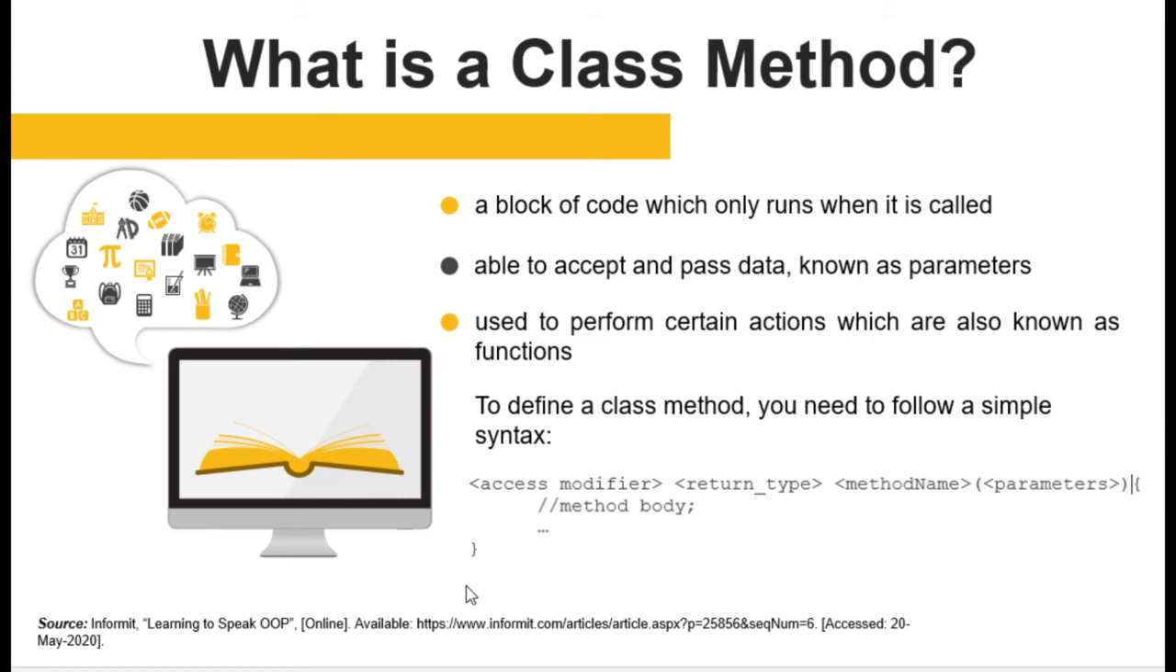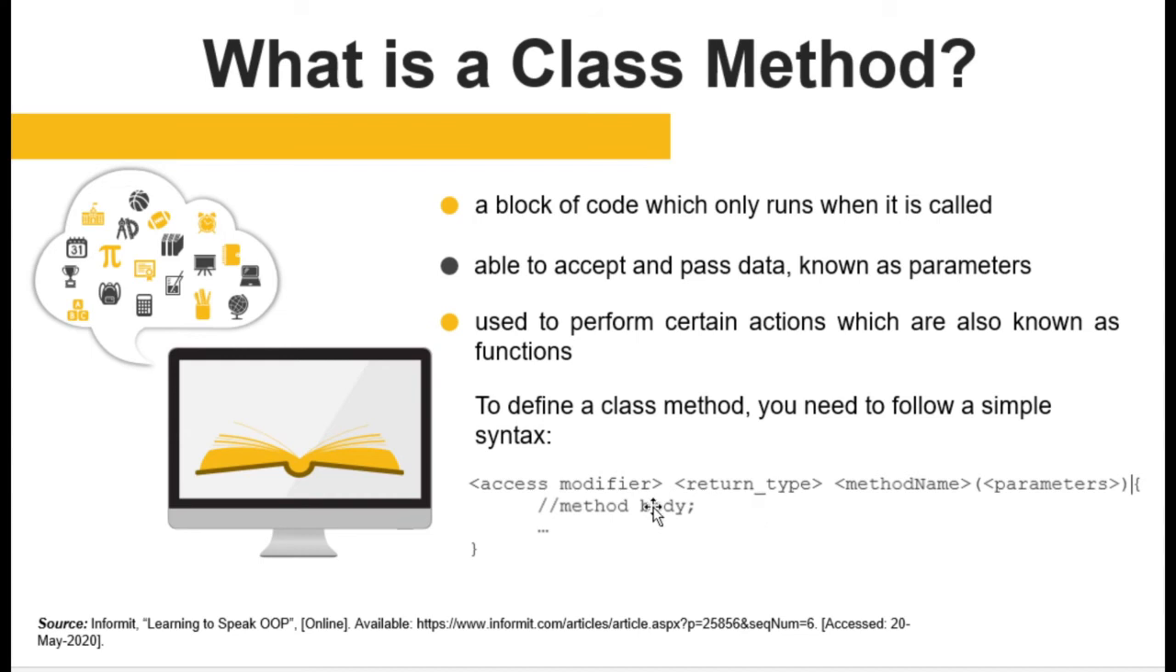To define a class method, you need to follow a simple syntax. You need to define the access modifier again, either public, private, or protected, or even default, followed by the return type. Return type means the data type the method will be returning, if in case you do so. Let's say, for example, int, string, double, float, boolean. But if your method will not return any value, use void instead.